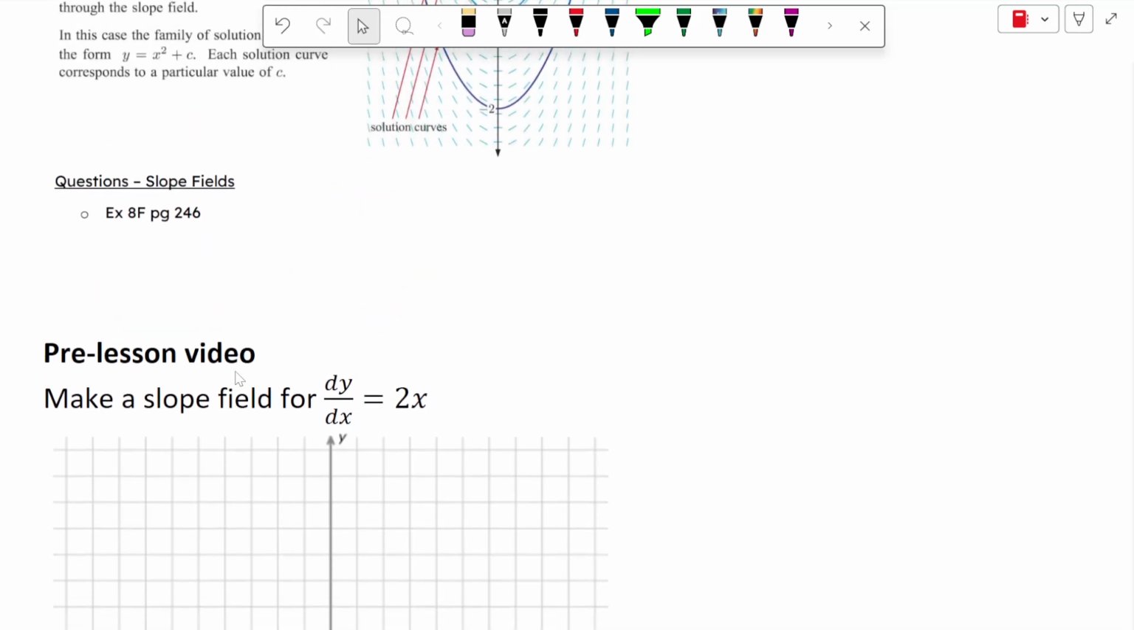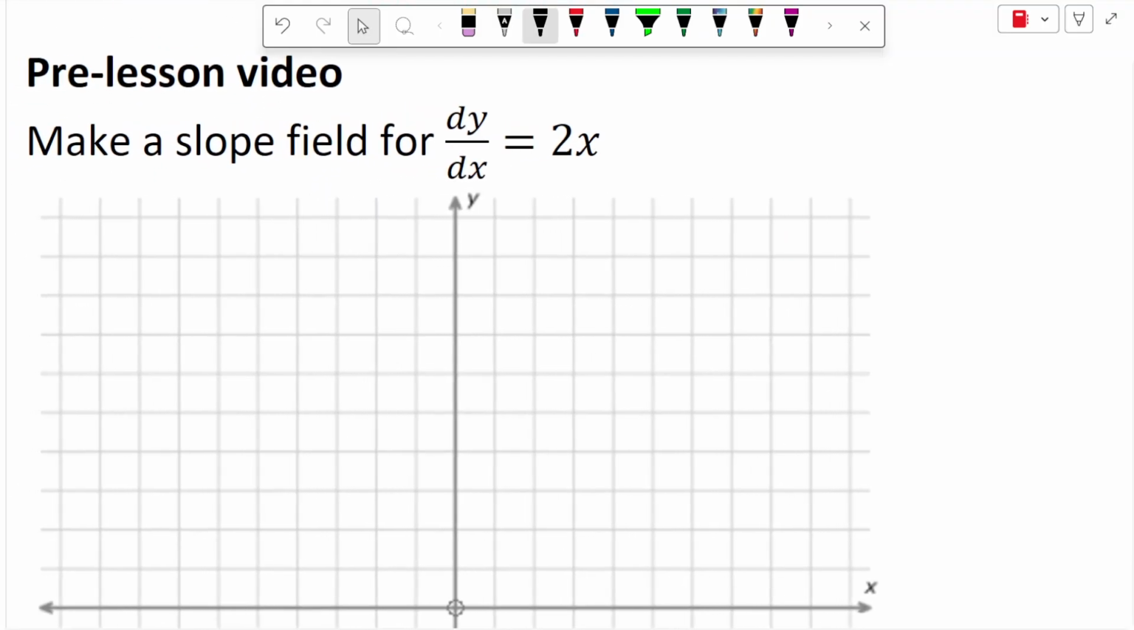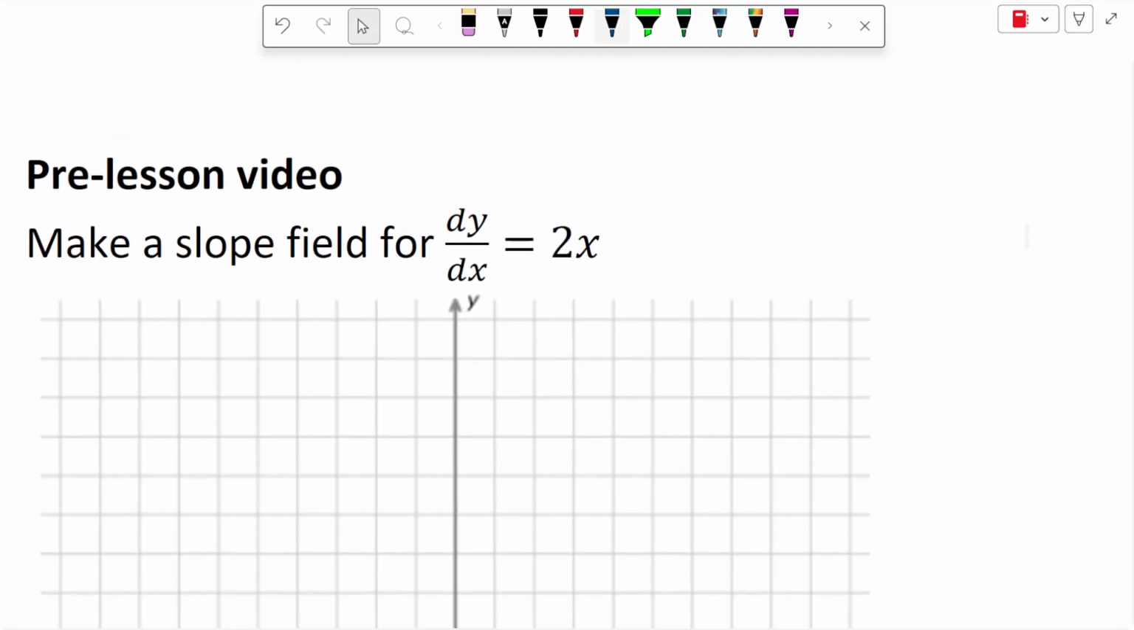Okay, we're looking at slope fields in this video. So with slope fields, well, we normally know how to solve differential equations. So if we wanted to solve this differential equation, for example, you would integrate both sides. You would get 2x squared over 2. So it's x squared plus c.